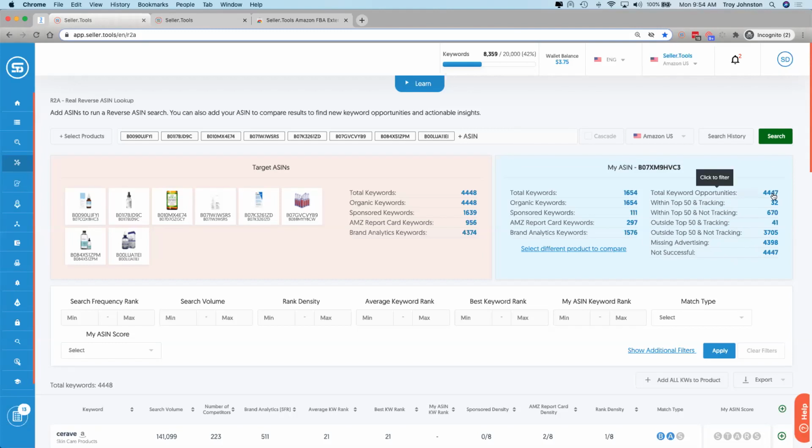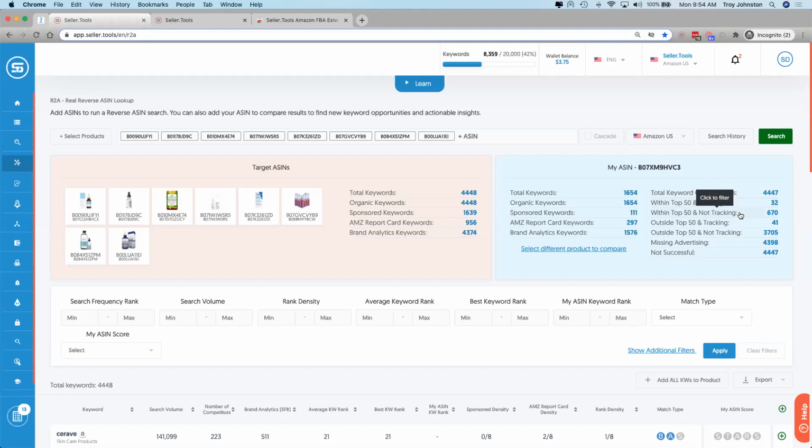So the total number of keyword opportunities is truly keywords we have opportunities to take some next steps on. And you can see from some of these subsequent rows how this is informing us how to do that. So the number of keywords that were within top 50 and tracking are 32. So we're winning these keywords and they're on our radar. Those are kind of what we would consider success, keywords that we're having success on.